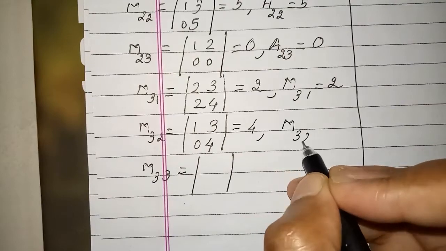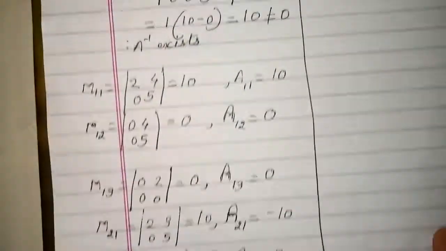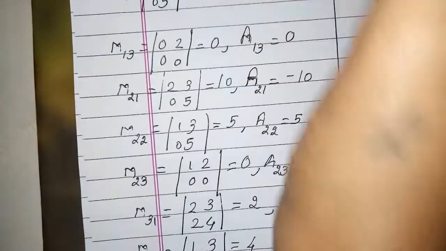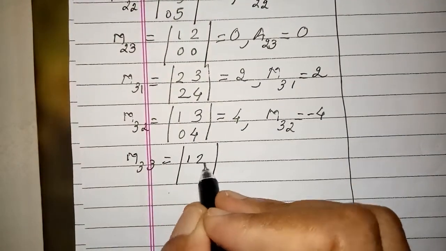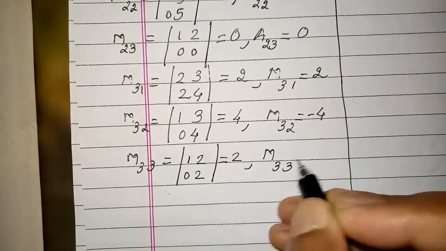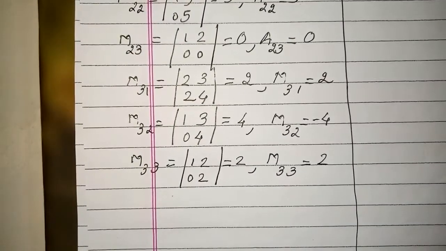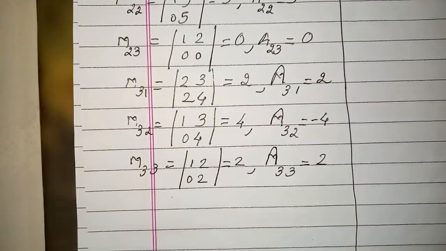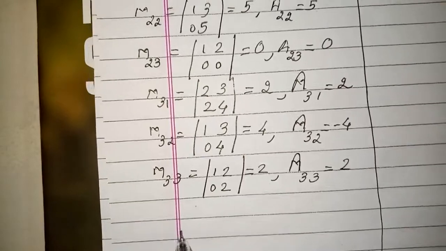Again it is odd position, so minus 4. Third row, third column, 12, 0, 2. So it is again 2. So M33 is equal to even position. Not M33, it's A33. Yes.